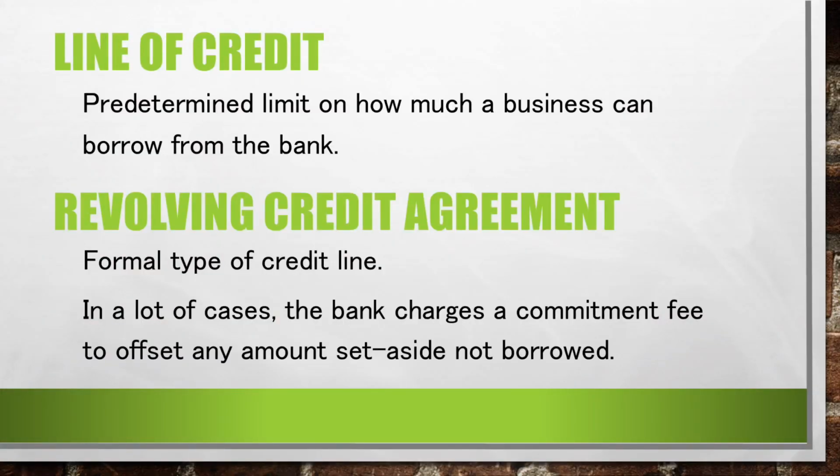Next, a formal type of credit line is a revolving credit agreement. This is very similar to the line of credit except that it is more formal. In a lot of cases, the bank charges a commitment fee to offset any amount set aside or not borrowed. To demonstrate how a revolving credit agreement works, let's refer to the following.